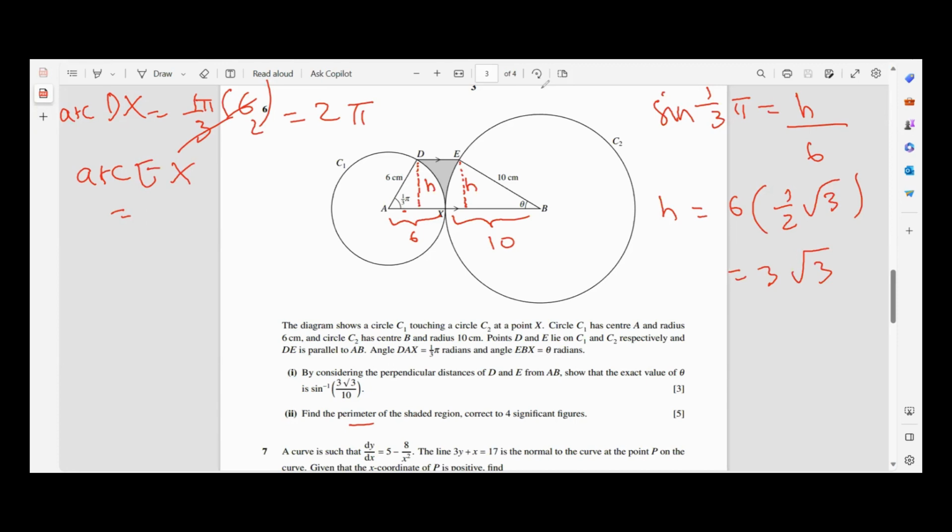If we calculate this sine inverse of 3 square root 3 over 10, we shall get 0.5464. So that's why the arc will be 10 times this 0.5464. Or we can write this as 5.464. That's for the arc. And then we have to find the DE.